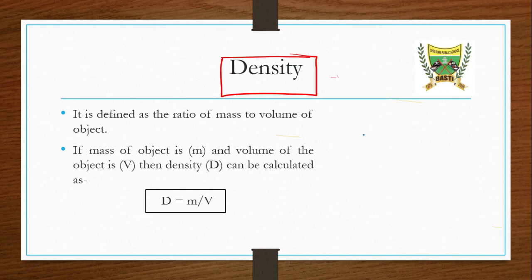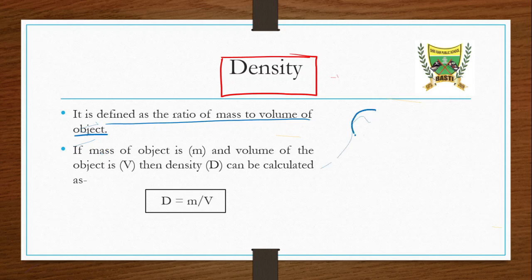So let's change the color. Now, density. What is density? Density is defined as the ratio of mass of the object to the volume of the object.